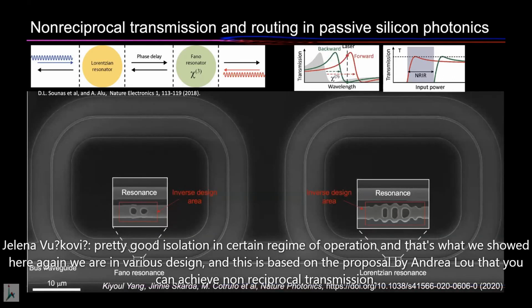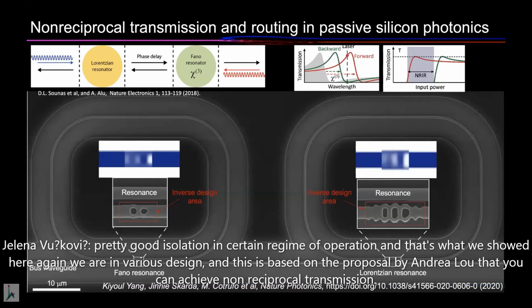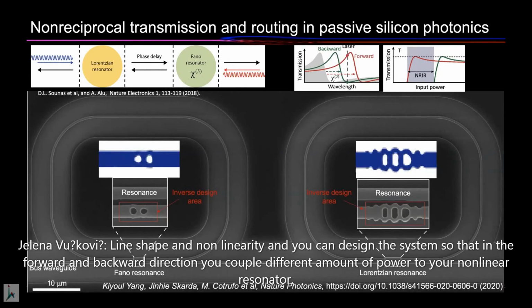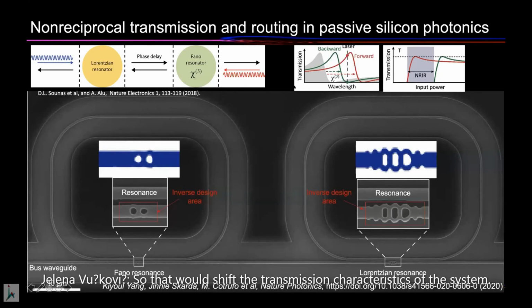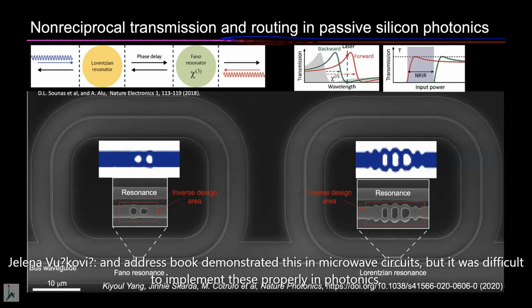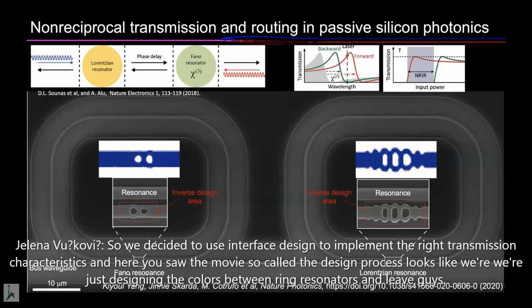And that's what we showed here, again, via inverse design. And this is based on the proposal by Andrea Alù that you can achieve non-reciprocal transmission in passive structures by combining resonators that have Lorentzian and Fano line shape and nonlinearity. And you can design the system so that in the forward and backward direction, you couple different amount of power to your nonlinear resonator. So that would shift the transmission characteristics of the system and allow you to transmit differently for forward and backward propagation, which is basically non-reciprocal transmission that you need for a lot of applications. And Andrea's group demonstrated this in microwave circuits, but it was difficult to implement this properly in photonics. So we decided to use inverse design to implement the right transmission characteristics.